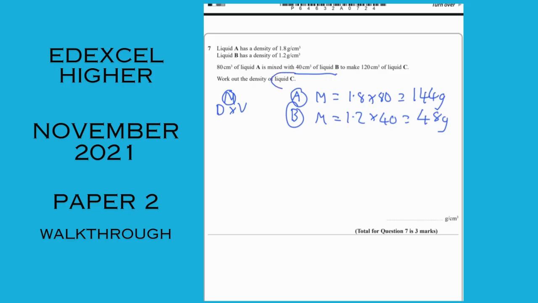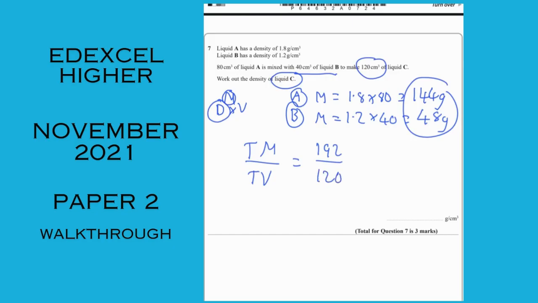So to work out the density of the mixture, it's totals. So we want density this time. So it's total mass divided by total volume. Total mass, add them up, 192. Total volume, given in the question, your calc will tell you 1.6.